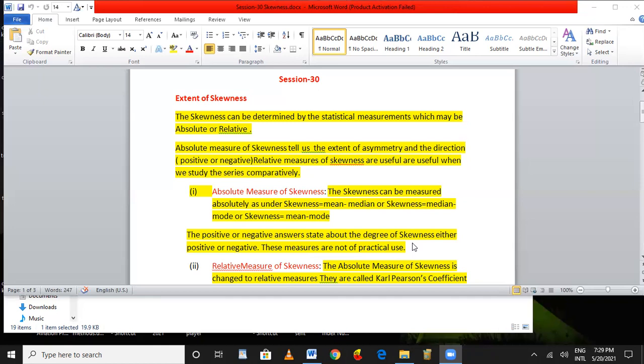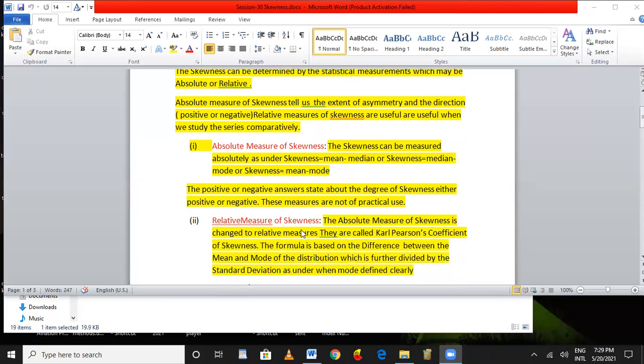These state the degree of skewness, either positive or negative. These measures are not of practical use. Here we get positive or negative values by applying the absolute measures of skewness. However, for comparing one to the other, it is not sufficient. The absolute measure of skewness is not sufficient. We have to go for the relative measure of skewness. The absolute measure is changed to a relative measure.